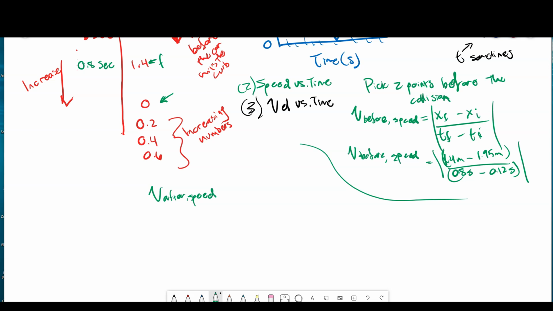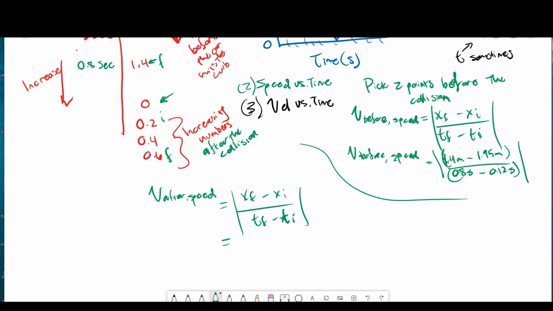Again, I'm just going to pick my initial point. Maybe I'll pick this one, and this is my final point over here. But we're going to do the same type of calculation. So we could say x final minus x initial divided by time final minus time initial. And we take the absolute value of that. So let's go ahead and think about after. This is after the collision.